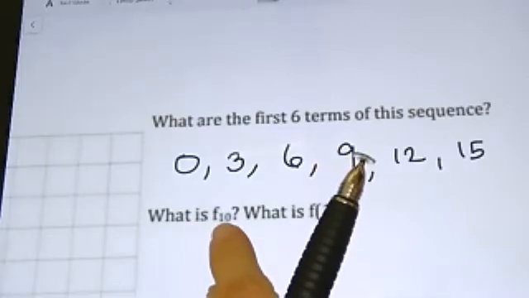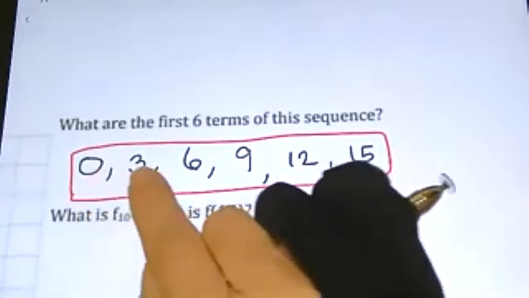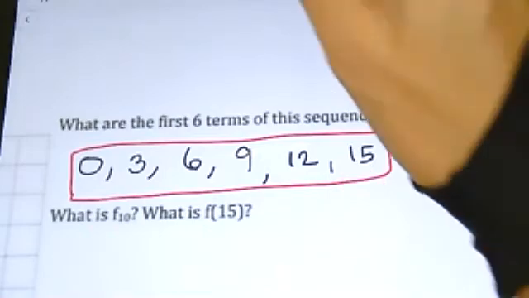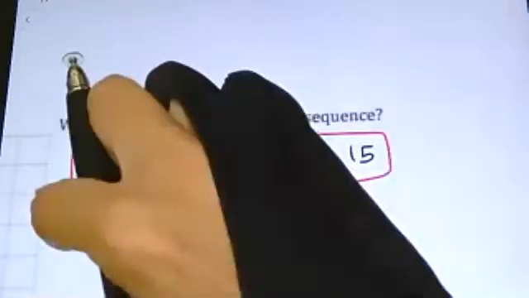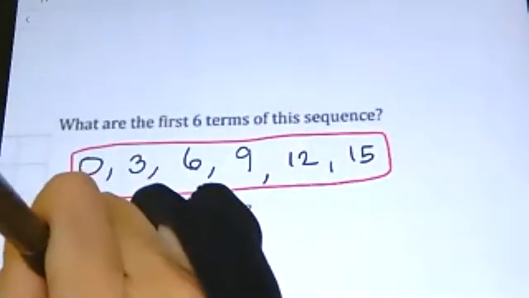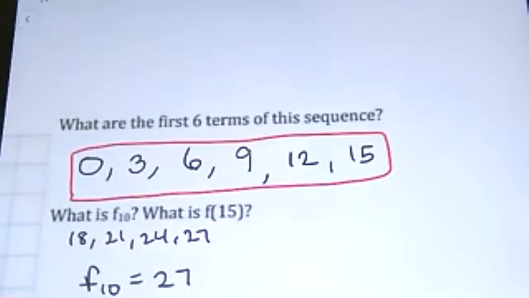Here, F sub 10. That means what's the 10th term of the sequence? So here's our first 6 terms. That's what the first question asked. But we could keep going. So 1, 2, 3, 4, 5, 6. My 7th term would be 18. And then my next term would be 21. And then 24. And then 27. 1, 2, 3, 4, 5, 6, 7, 8, 9, 10. My 10th term, because remember that's what that is asking, is 27.